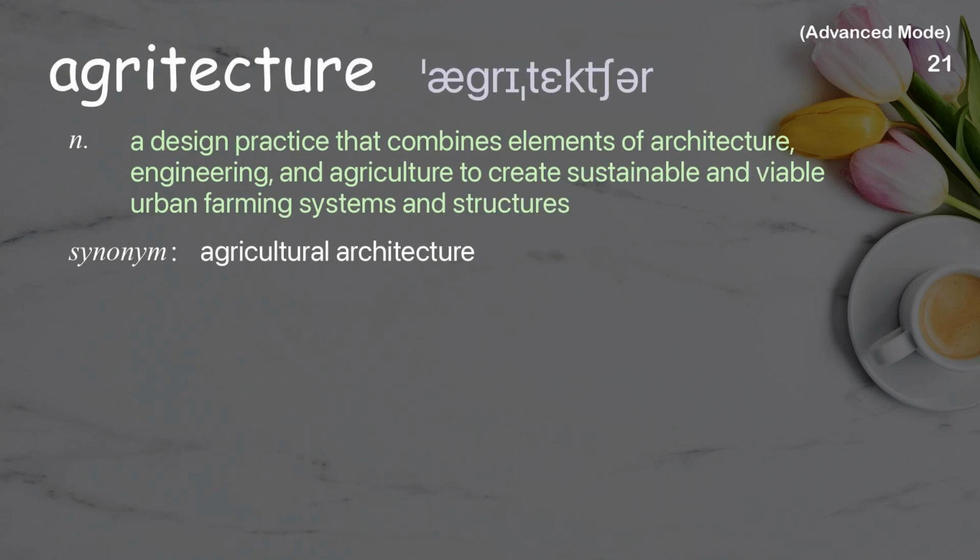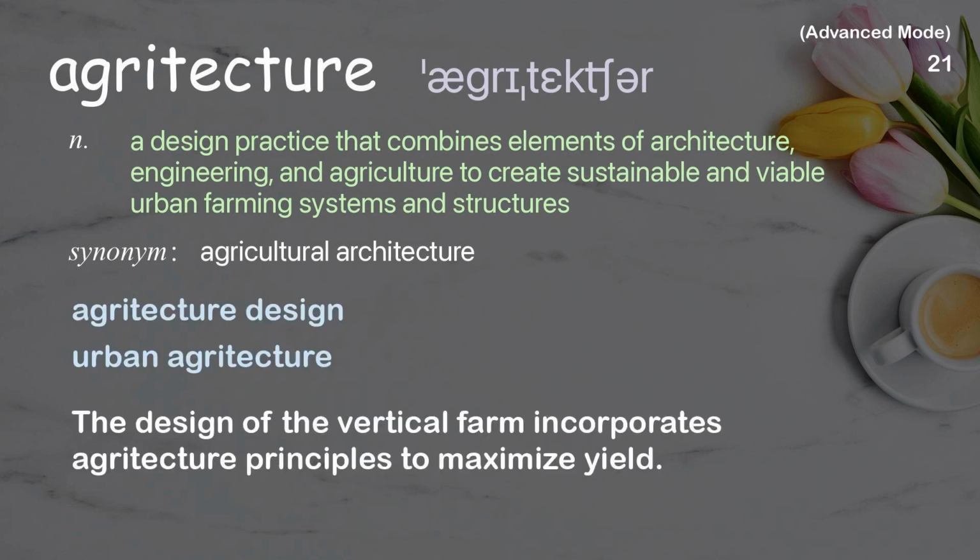Agritecture. A design practice that combines elements of architecture, engineering, and agriculture to create sustainable and viable urban farming systems and structures. Examples: Agritecture design, urban agritecture. The design of the vertical farm incorporates agritecture principles to maximize yield.